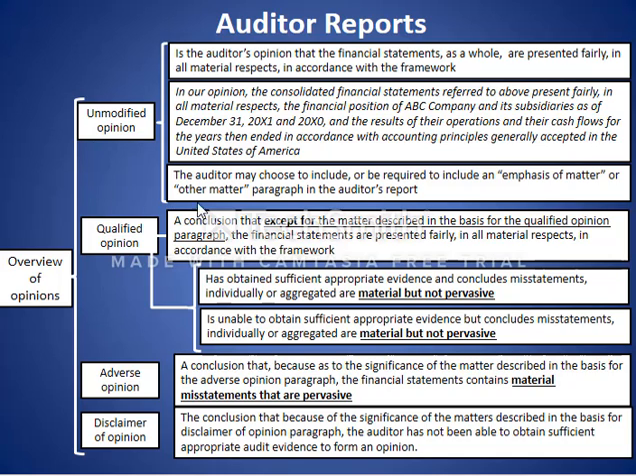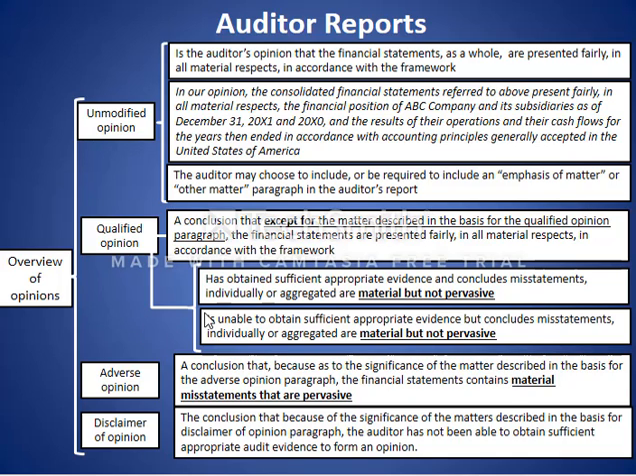So a conclusion that except for the matter that the auditor is describing in the basis for the qualified opinion paragraph, the financial statements are presented fairly in all material respects in accordance with, again, the financial reporting framework. So this is an except for, saying basically everything's okay except for this one item or this set of items.